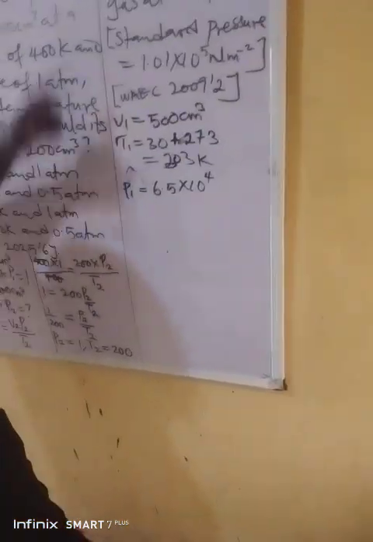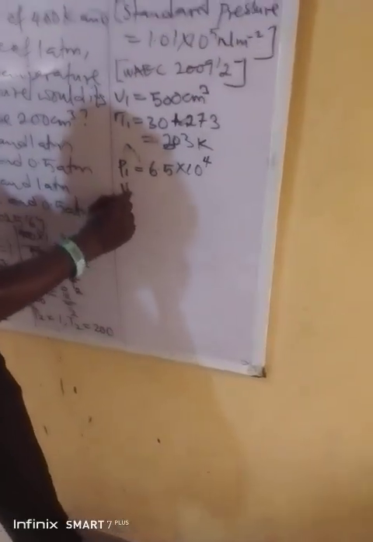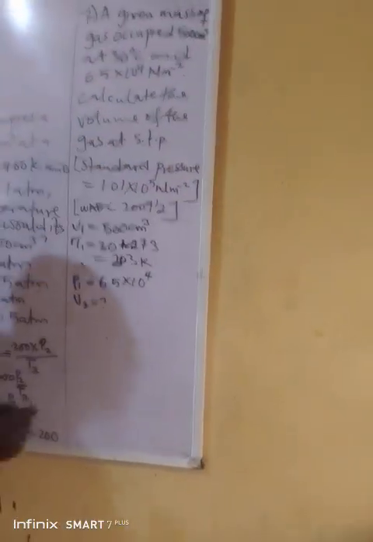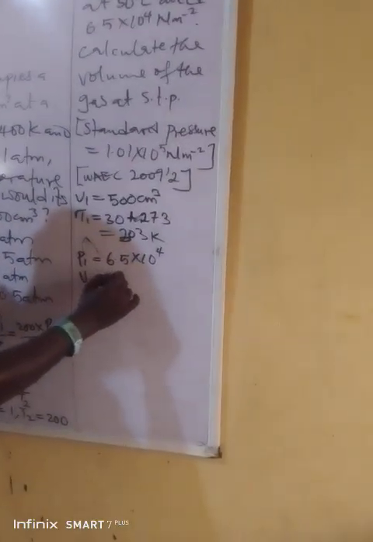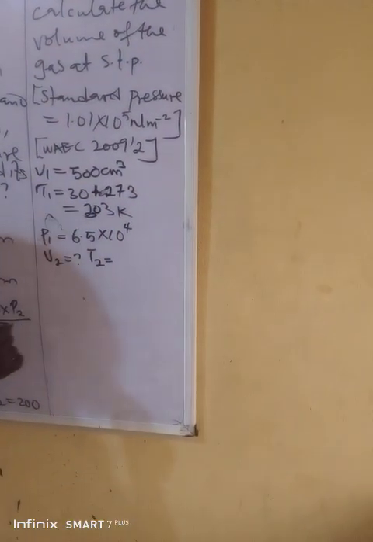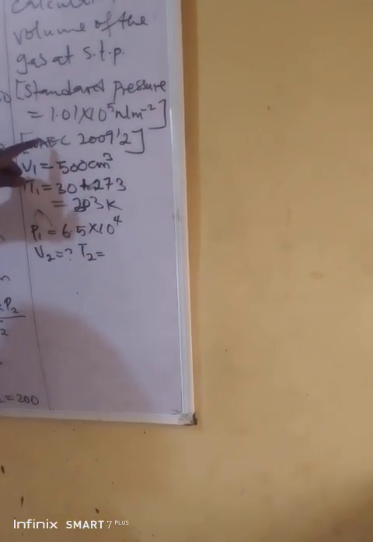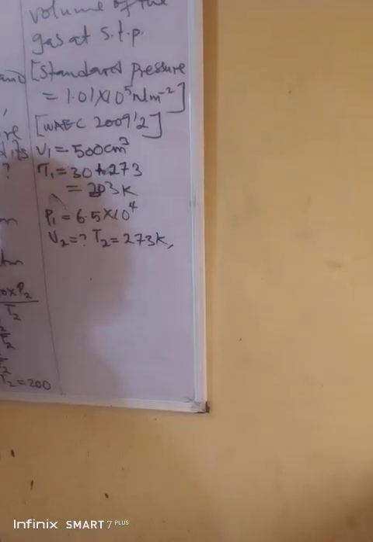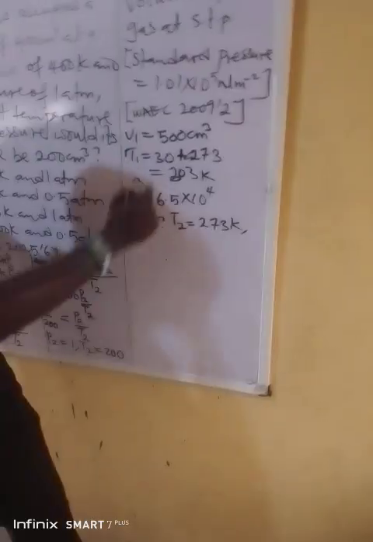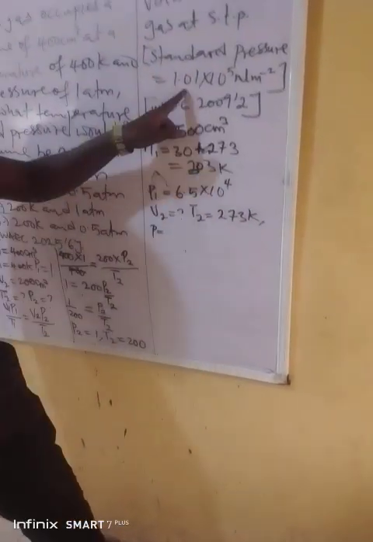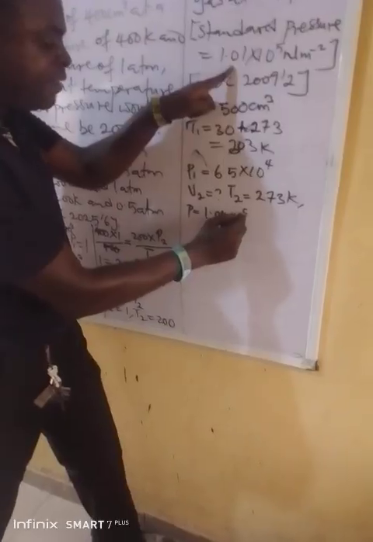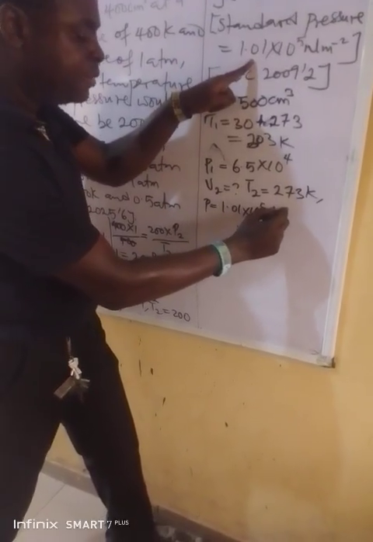Now, what do we have here? Calculate the volume. V2 is unknown. At STP. Now, STP, T2 is standard temperature, and standard temperature has been given. 273 Kelvin. Then standard pressure they give us, which is 1.01 times 10 to the power 5 Newton per meter square.